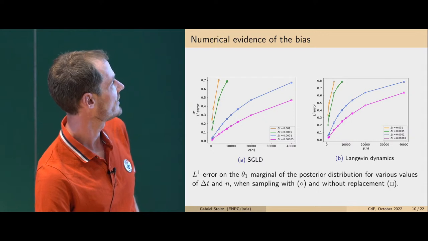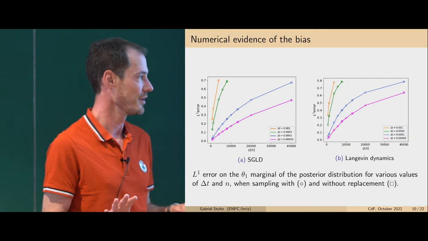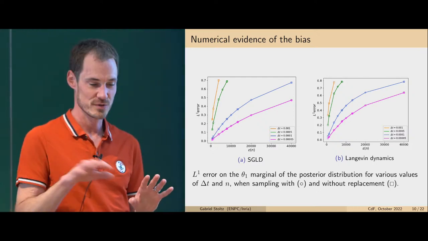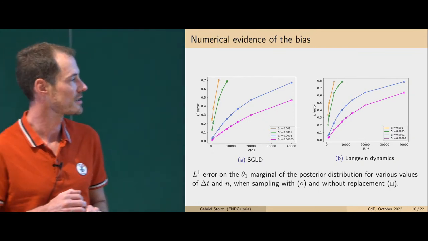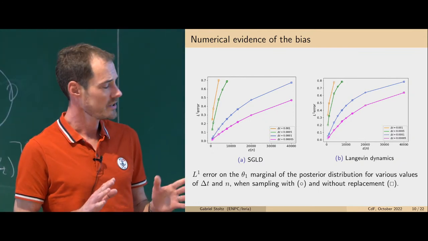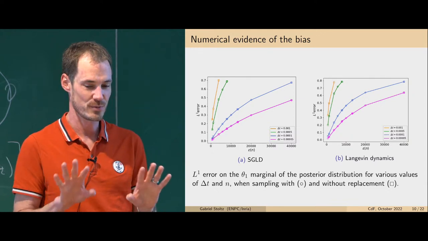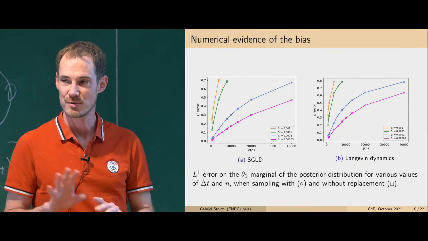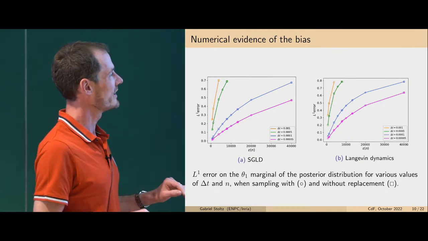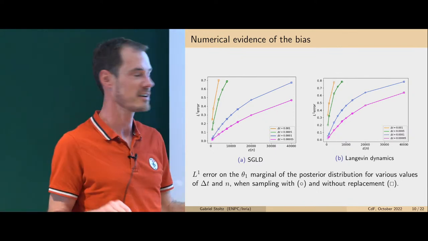So here it's a L1 error. So it's a L1 error in the marginal distribution of one of the two components of one of the two centers of my Gaussian distribution. So L1 error means it's the integral of the difference between the two probability densities. So it's at most two. So typically, this L1 error should be of order 0.1 or less, otherwise you're really making large errors.